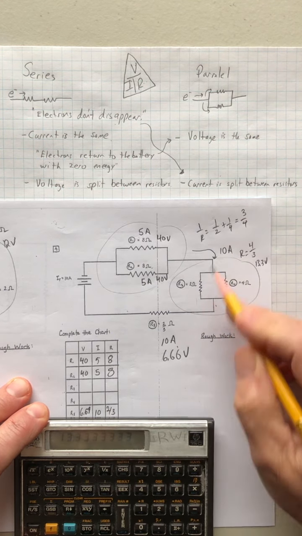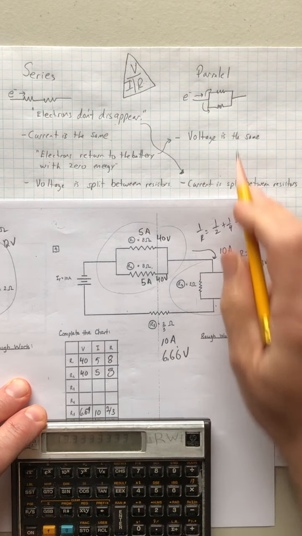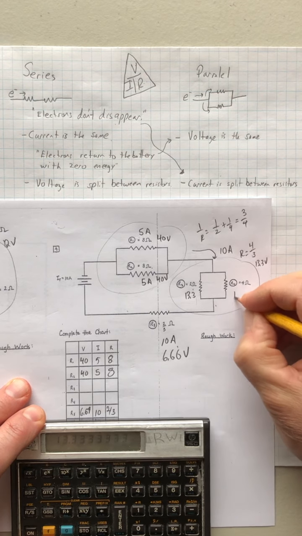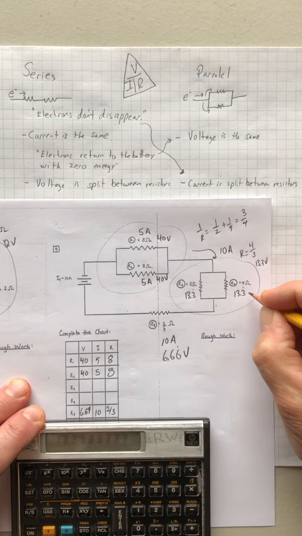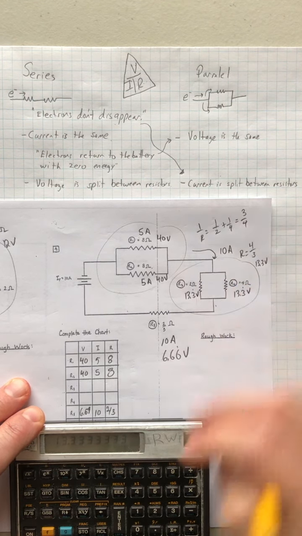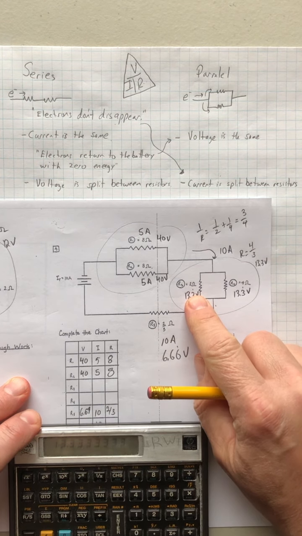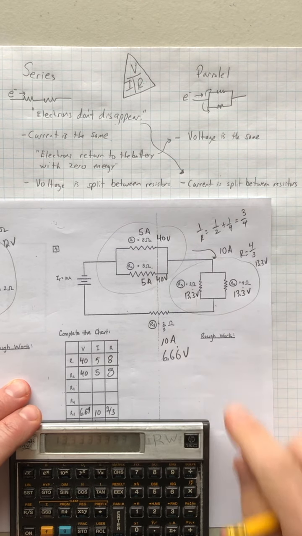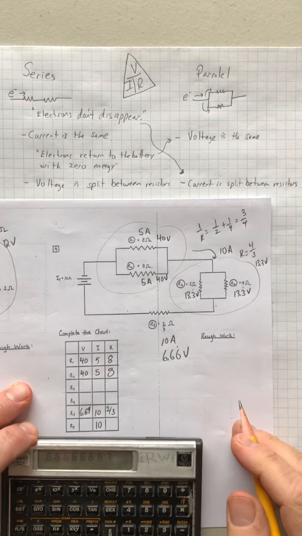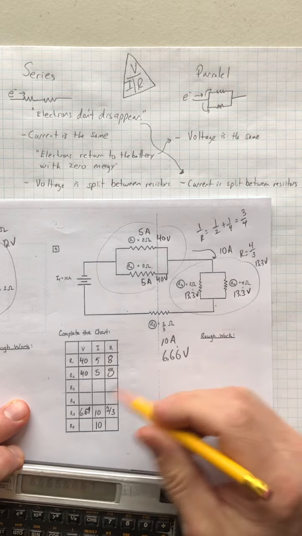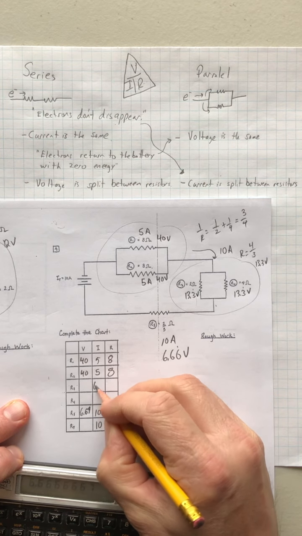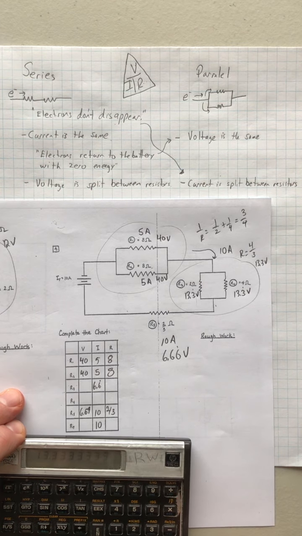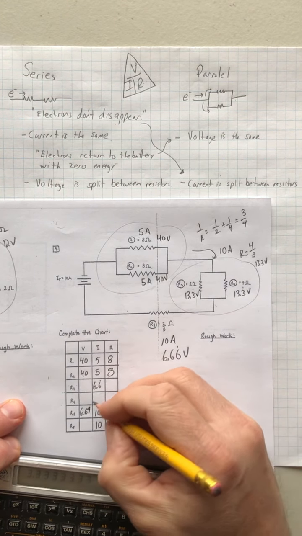No matter which way the electrons go, because in parallel, the voltage is the same. So this would be 13.3, this would be 13.3, repeating, volts. So we want to find I equals V over R. So 13.3 divided by 2 is 6.66 for this one, 6.6 repeating. And that one, divided by 4, is 3.3 repeating.